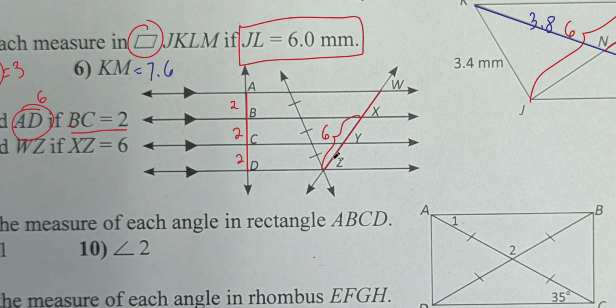Well, they don't just tell you one of them, but you do know that this one and this one are equal. So if that whole thing is 6, what's this little bit right here? That's got to be 3. What's this little bit? 3. What's this little bit? 3.